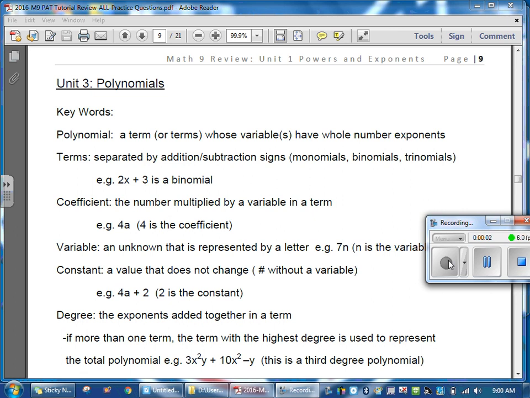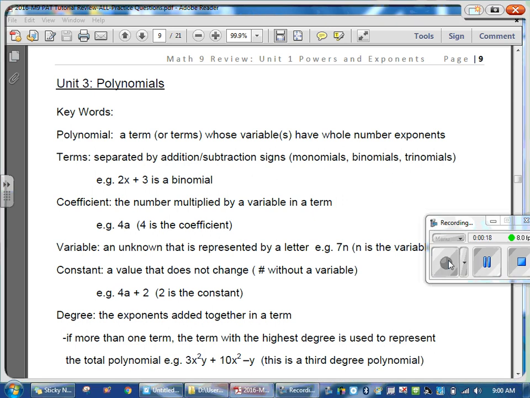Welcome to Unit 3, Math 9, Polynomials Review. So we have some keywords. First of all, what the heck is a polynomial? Well, it tells us a polynomial is a term or a collection of terms where the variables have whole number exponents. Well, what the heck does that mean?